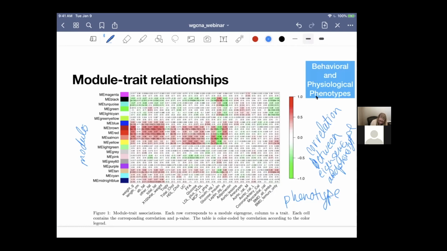So we can start to see patterns across similar traits. Here we see a cluster around the traits that are associated with fat: total fat, other fat, abdominal fat. We can also get some really strong hits for some of these modules. And the other benefit is we can see if a module is associated with more than one phenotype, to get us a little bit more detailed information.